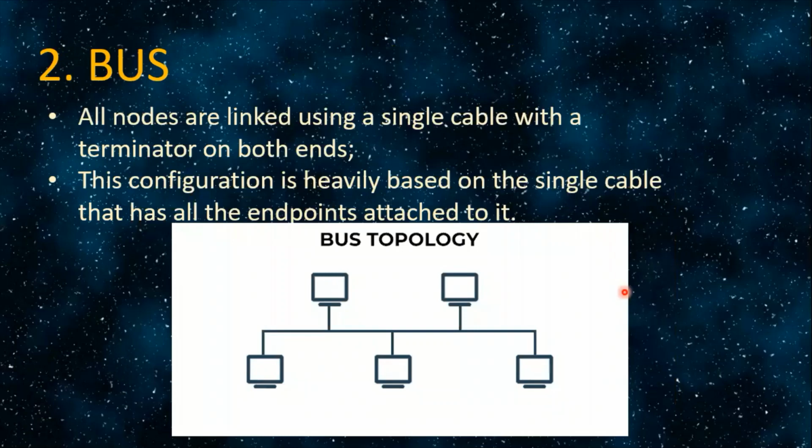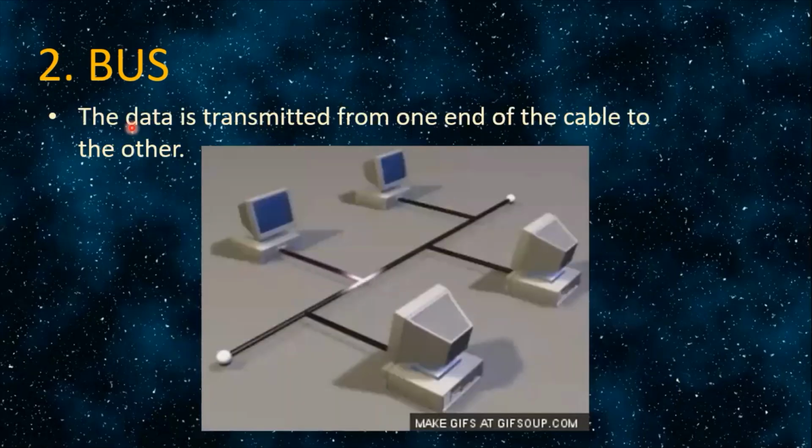The bus topology is the one that has all nodes linked using a single cable with a terminator on both ends. This configuration is heavily based on the single cable that has all the endpoints attached to it. Here we have an example of how it may look like if you are designing a bus topology. The data is transmitted from one end of the cable to the other, as you can see here, and it is broadcasted through the backbone, the central cable.